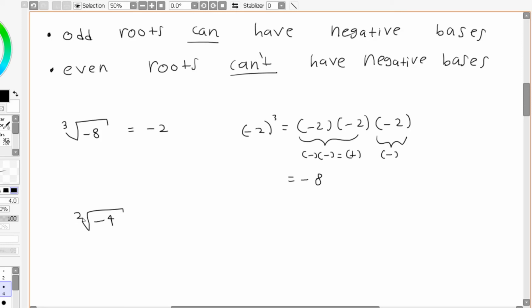But something like this, let's say square root, which is just the same thing as writing it like this, this actually has no real solutions. Because 2 is an even number, so you would have your negatives all cancel out. You can't create something that will make this a negative 4.